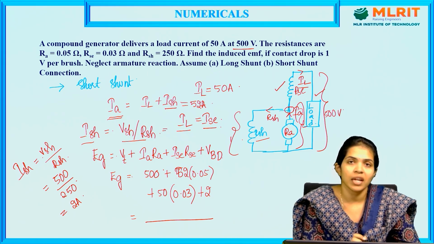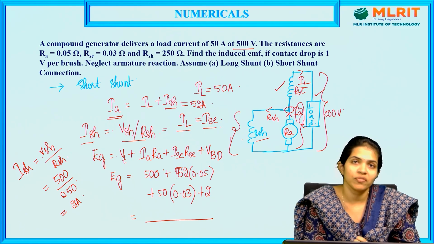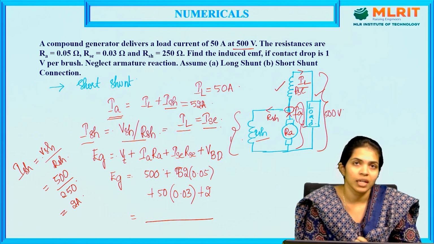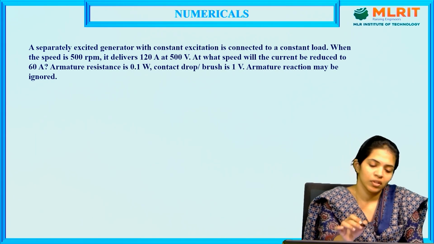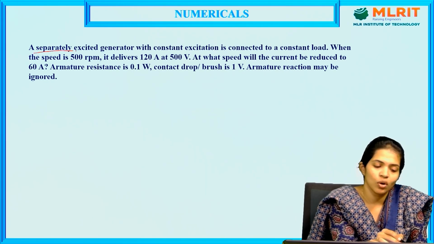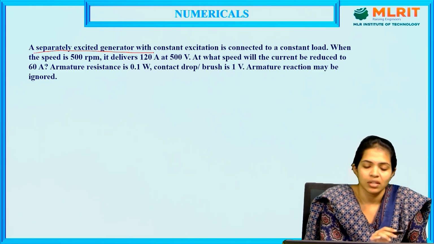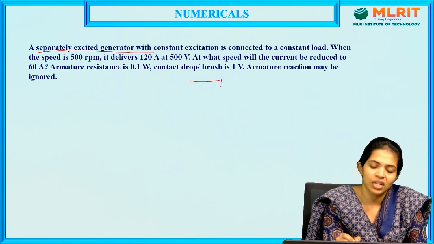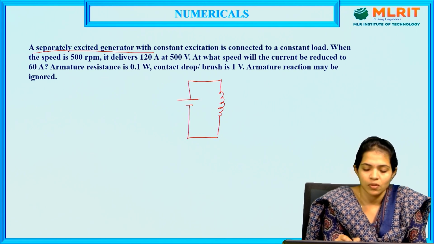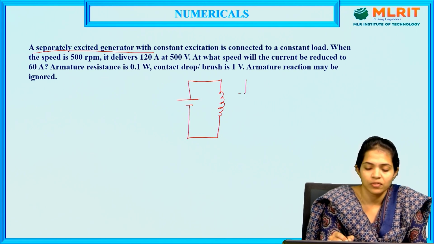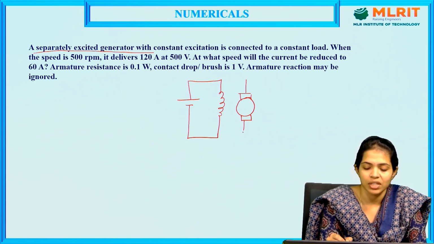This is how we analyze or find out the induced EMF for different kinds of generators, that is, it may be series, shunt or compound generator. Moving on to the next problem, we have a numerical on a separately excited generator. We know that a separately excited generator is one where the field winding is excited separately by a DC source.